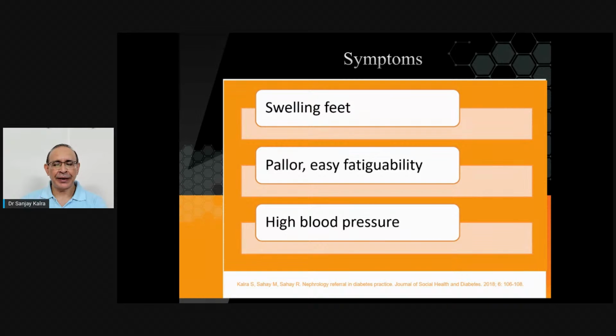Now, if we are able to pick these up early, then we will actually be able to prevent complications of diabetic nephropathy. Some of the common symptoms that your patients may complain of will be swelling of the feet, pallor, easy fatigability, and high blood pressure in spite of taking one or two or three types of medications. These symptoms occur late sometimes. So it is a good idea to even note increase in blood pressure or increase in requirement of treatment for blood pressure. You will be able to pick your patients up much faster.